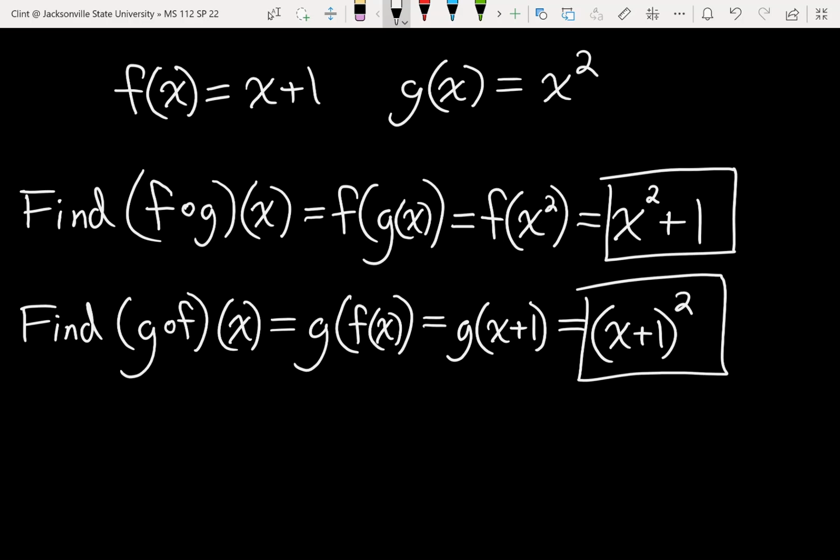Most of the time, when you switch the order, you're going to get a different answer. There are cases where you get the same thing doing it both ways around. We'll look at that in the next section. You don't have to worry about domain on those. It gets a little extra confusing. So we'll just worry about domain on plus, minus, multiply, and divide.